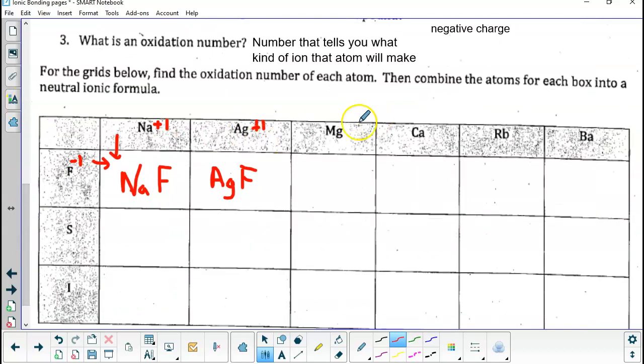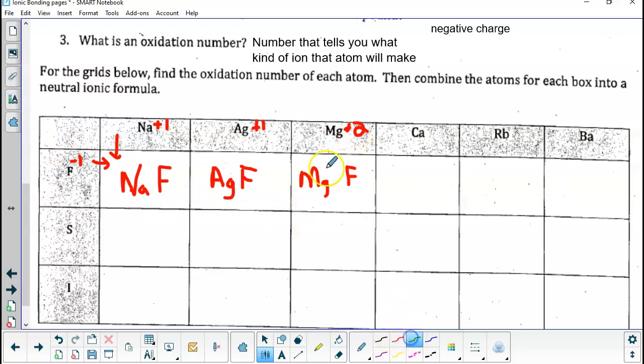So in this example, my charges are not going to cancel. So I'm going to have to do the crisscross thing. Okay, now I always write the positive first, the negative second. I'm going to leave a little space because I might need a number in there. And I need to cross the charges.